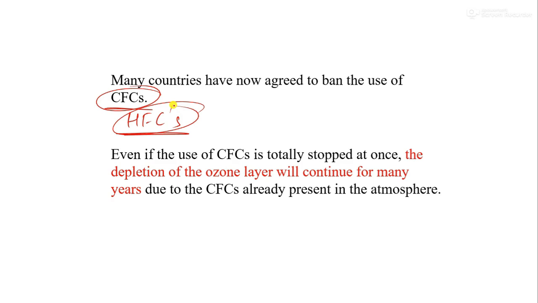Even if the use of CFCs is totally stopped at once, the depletion of the ozone layer will continue for many years due to the CFCs already present in the atmosphere. I have already told you that a single free radical of chlorine can break down 1,000 molecules of ozone. So even if we stop the use of CFCs, the ozone is presently still depleting because of the previous free radicals of chlorine that are present near the ozone layer.